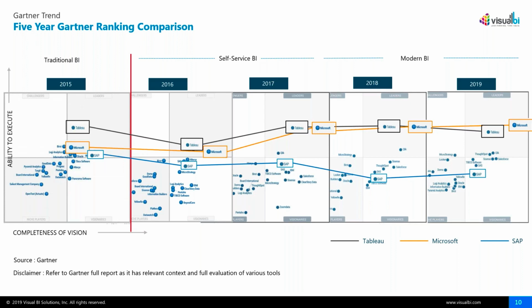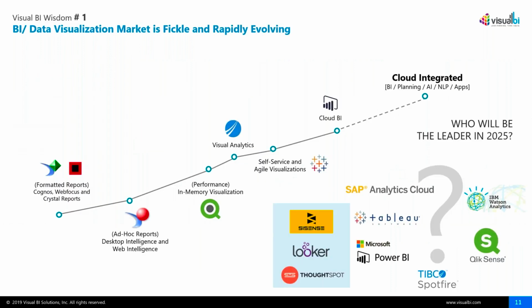As a disclaimer, it's Gartner's proprietary quadrant, and I strongly recommend that you read the full evaluation for the relevant context. This is one of the things I wanted to lead off with: over the last 25 years, we had Cognos, WebFocus and Crystal being very dominant. And then the world evolved into ad hoc reports, more desktop intelligence and web intelligence.